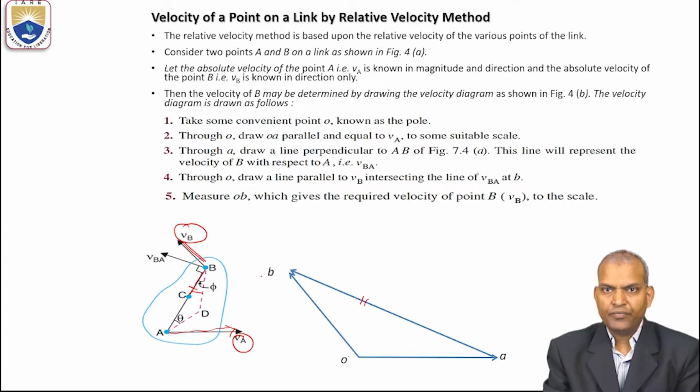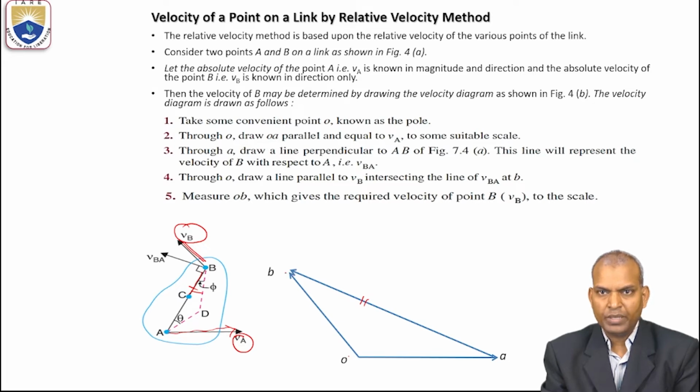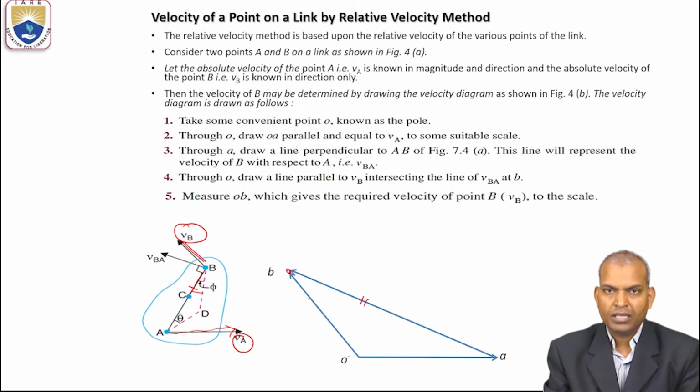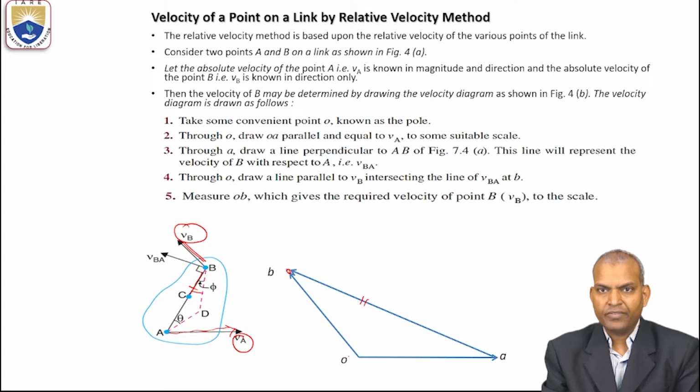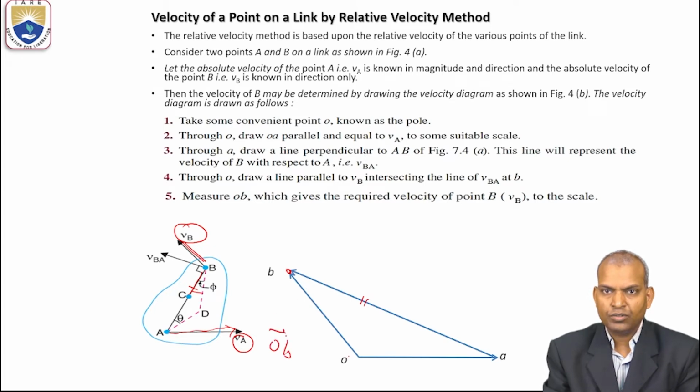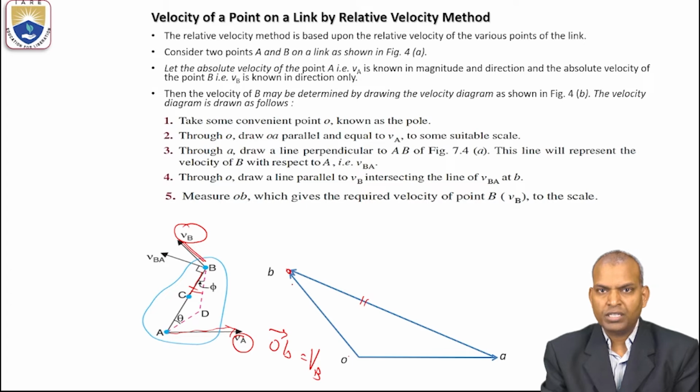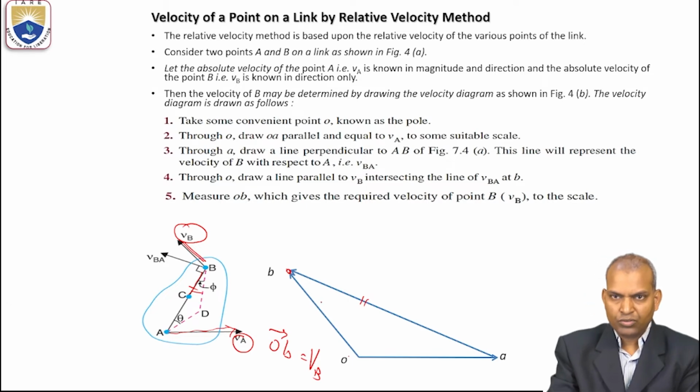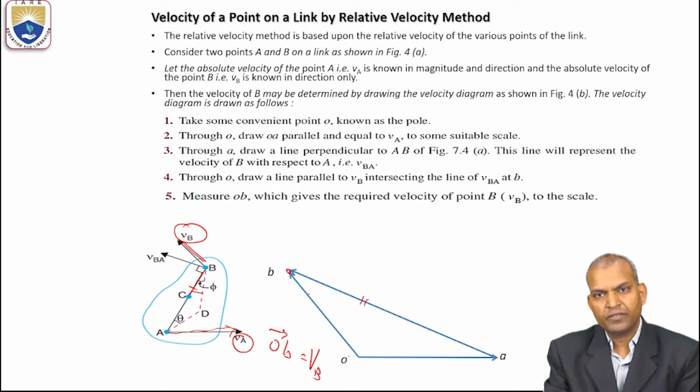Then the line parallel to VB and the line perpendicular to AB intersect at point B. Measure the vector OB, that is vector O to B, which gives the velocity of the point B. Thus we find the velocity of B with respect to O. This is the step-by-step methodology.